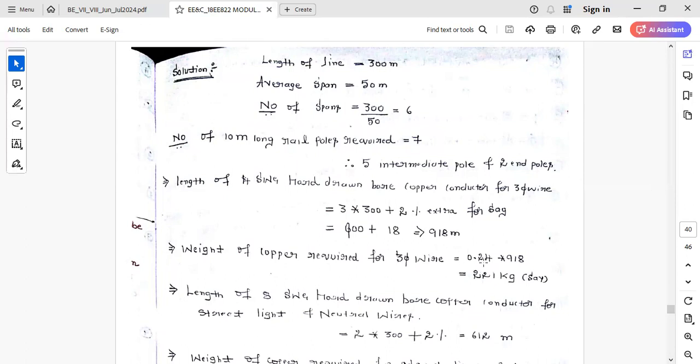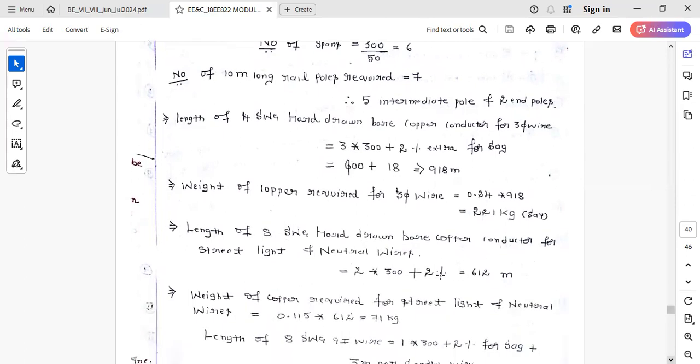0.24 into 918 is equal to 220. Okay. Length of the 8 SWG neutral wire: if in case we have not considered it here, we would have to consider 4. But here they have considered it, so directly we can take 2 into 300. Why? Because they are using two neutral wires.